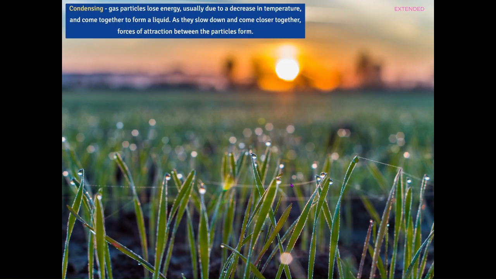Condensing, this is another good picture for condensing. The gas particles lose energy, usually due to a decrease in temperature, and come together to form a liquid. As they slow down and come close together, the forces of attraction between the particles form. So at night, the temperature drops and the water that's in the air starts to condense on the grass, right? It comes together and comes out of its gaseous form and into its liquid form.